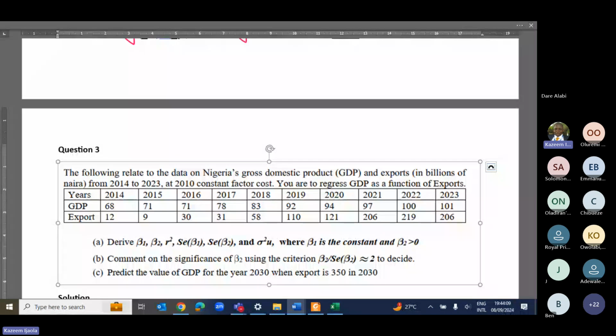Okay, look at number C. I believe everybody should be able to solve number C. Predict the value of GDP for the next year if income is 350. Can we take this one before we go? C.